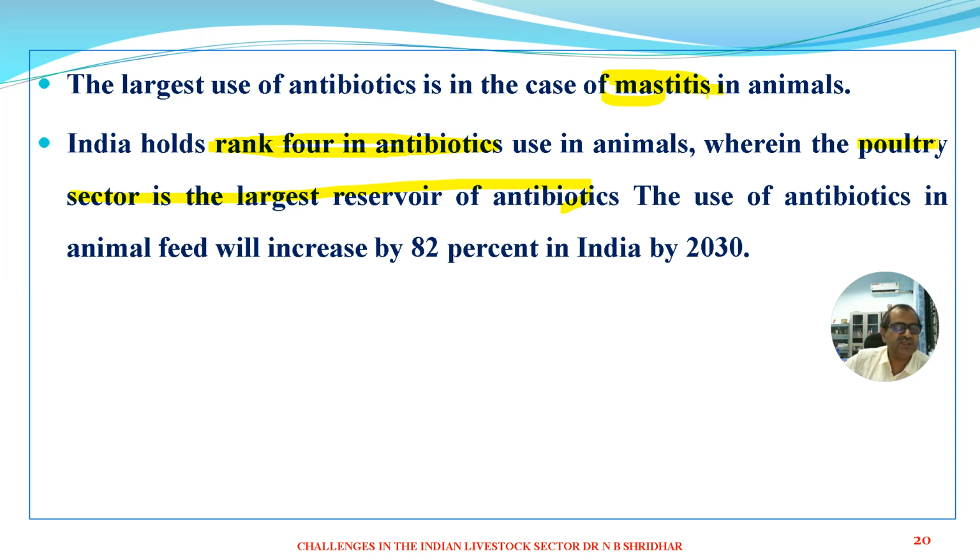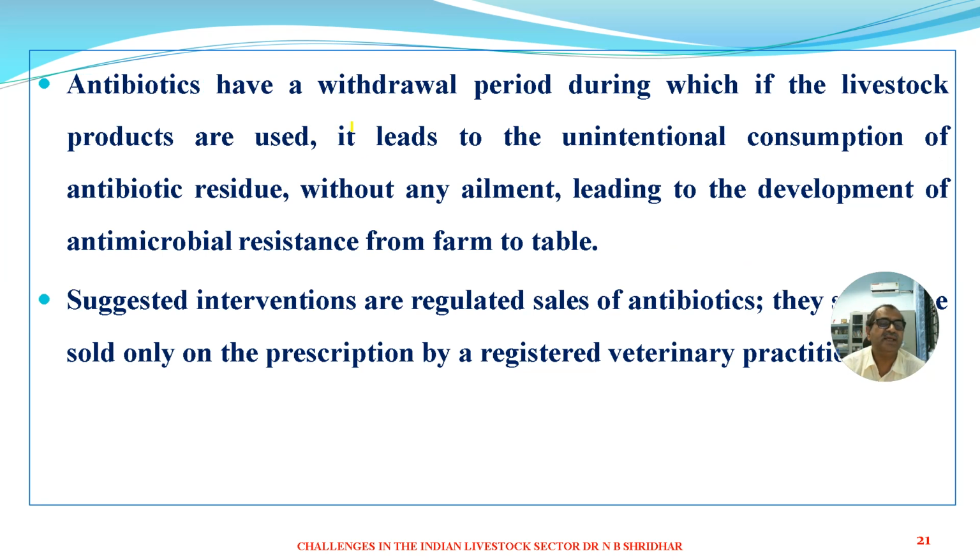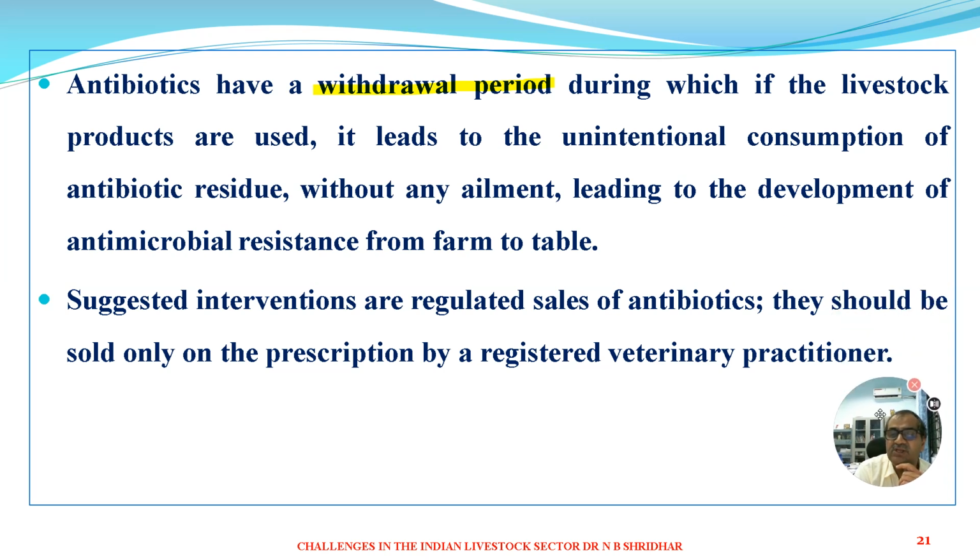So the use of antibiotics in animal feed will increase by 82% in the year 2030. That is the predicted rate, especially for the use of antimicrobials or antibiotics as feed additives or growth promoters. Then antibiotics have a withdrawal period, during which the livestock producers use them, and it leads to the unintentional consumption of antibiotic residues without any ailment, leading to the development of antimicrobial resistance from these particular animals.